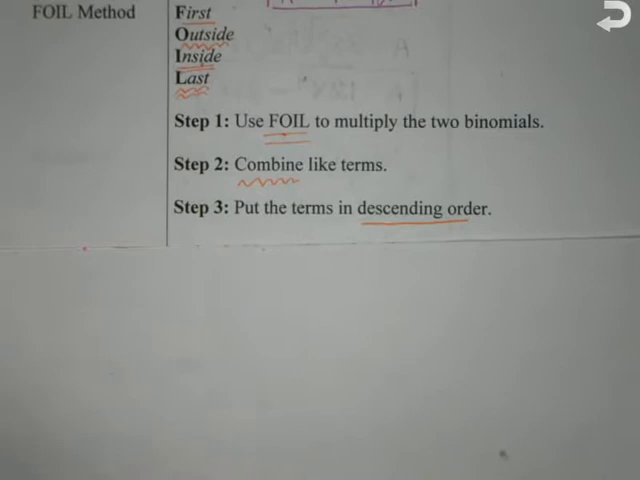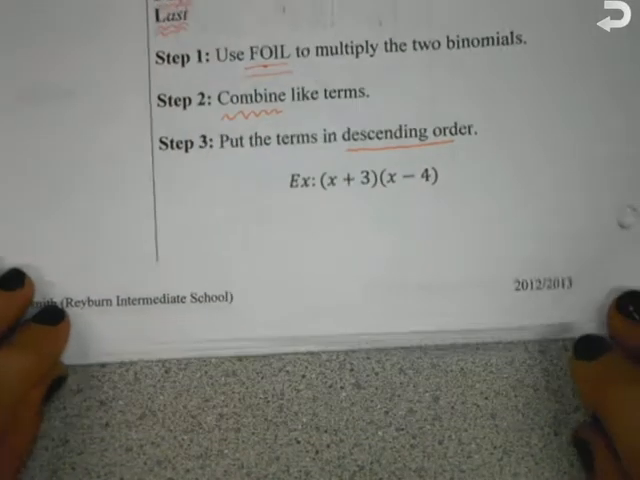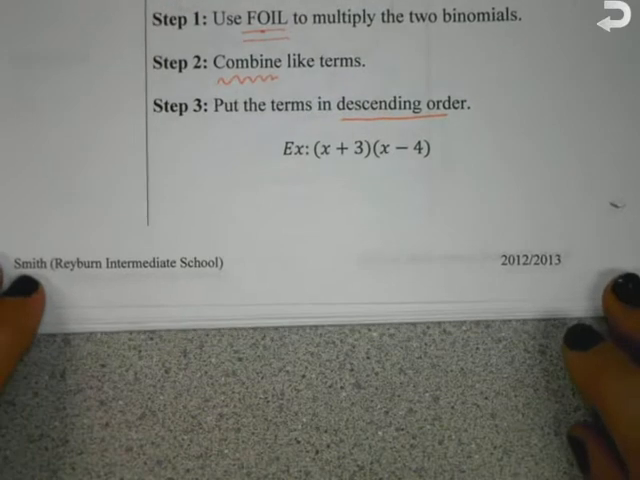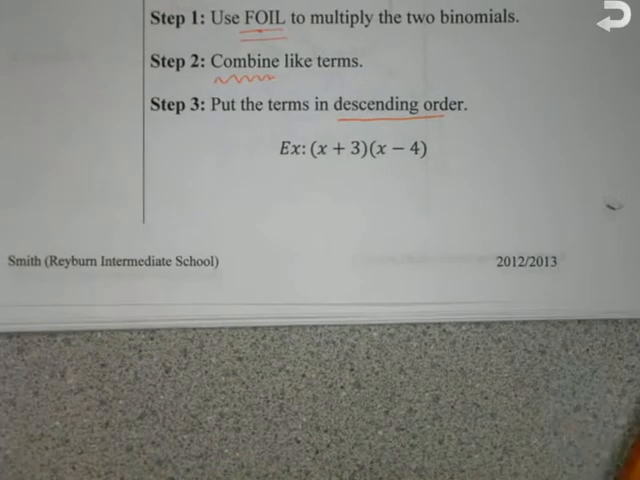So we're going to do the exact same example that we just used the box method for, but we're going to use the FOIL method this time. Okay? So we still have x plus 3 times x minus 4. That's our problem. Okay, so step 1, we have to apply the FOIL method.